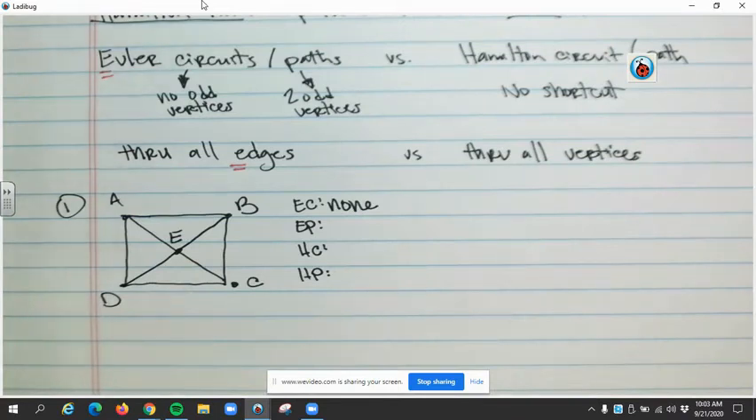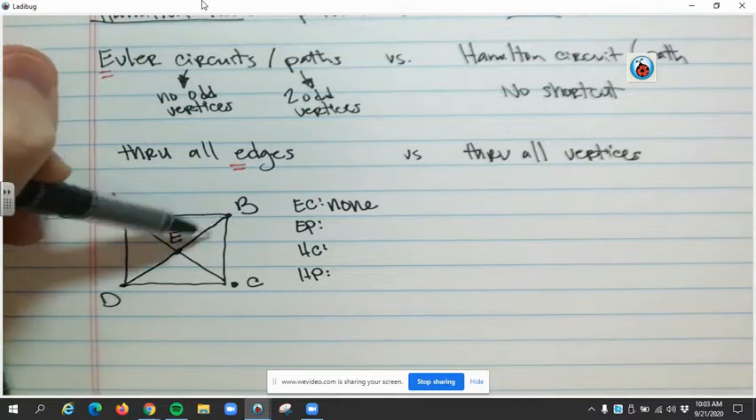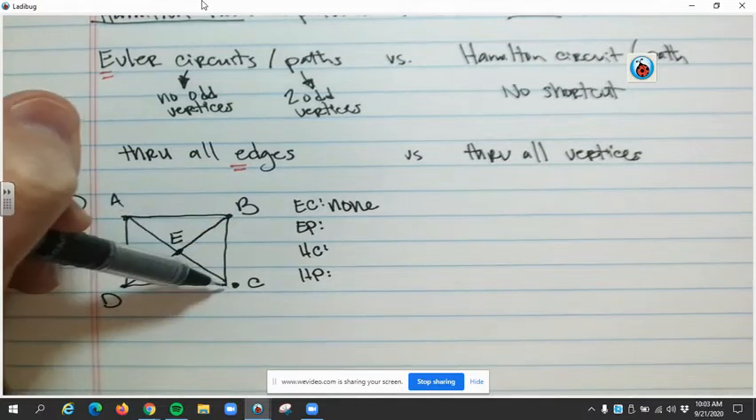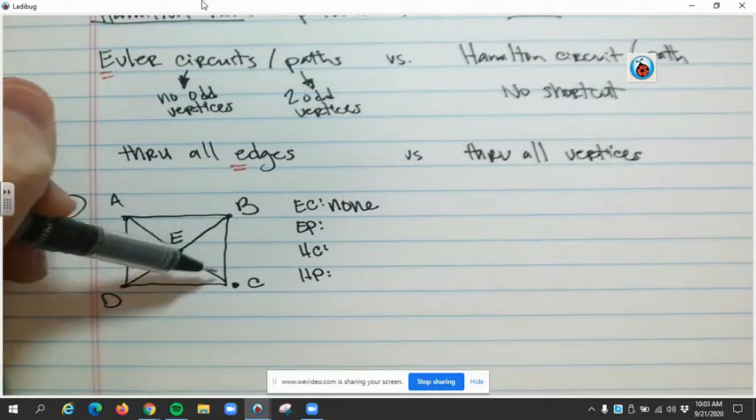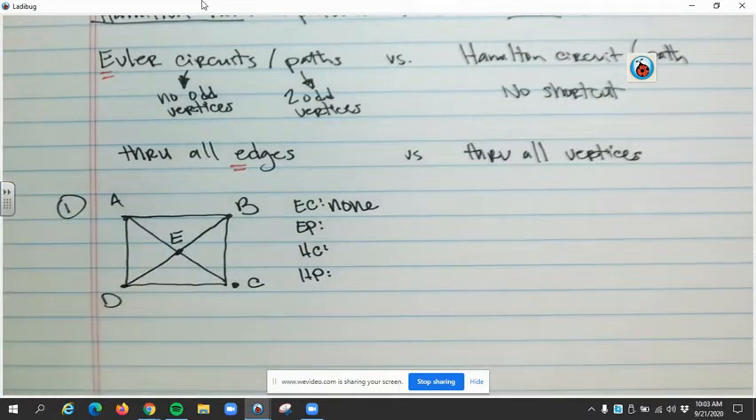For an Euler path, I have to have exactly 2 odd vertices. A is odd, B is 1, 2, 3, B is odd. C is odd because it has a degree of 1, 2, 3. So right there, I've got 3 odd vertices. It is not going to be an Euler path. Notice D also has a degree of 3, so D is also odd.